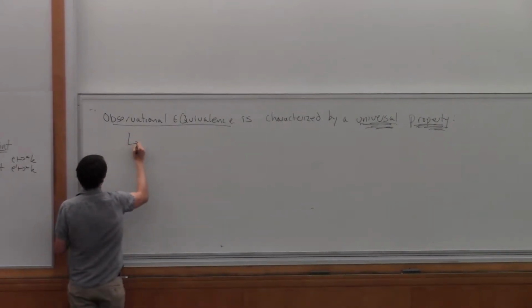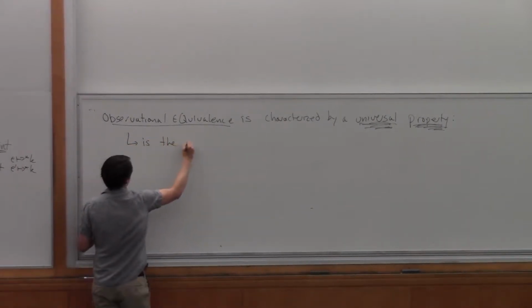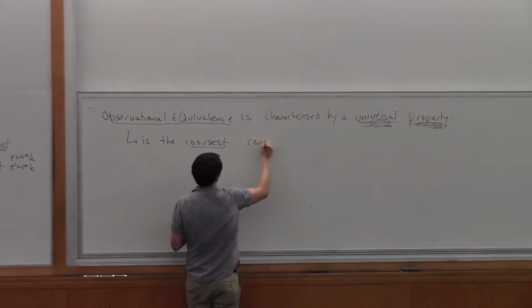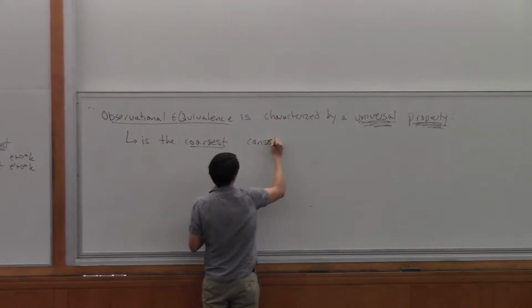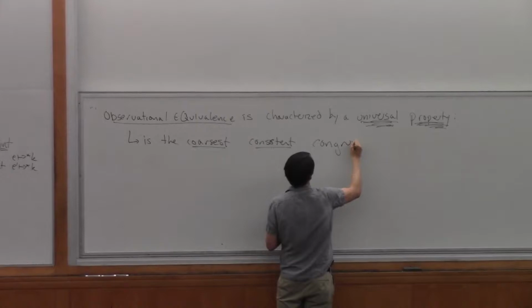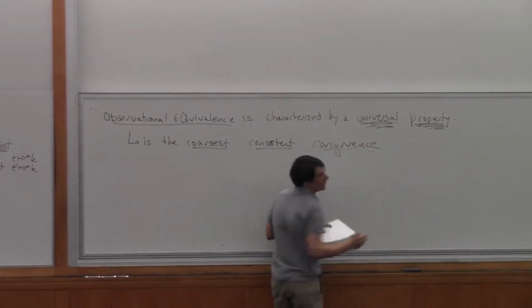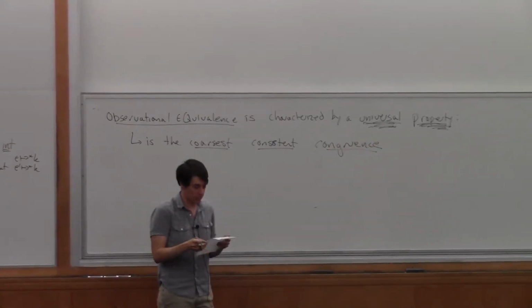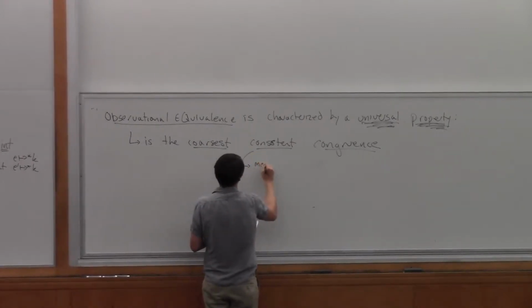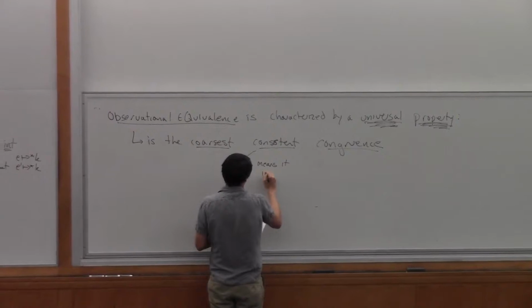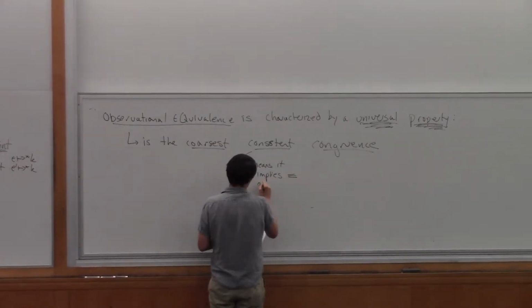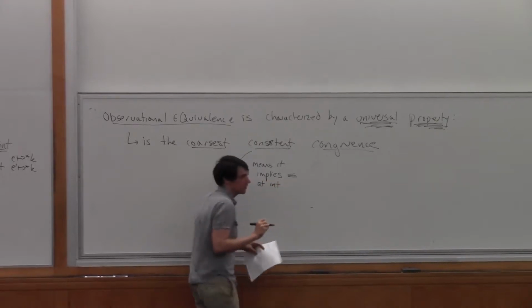observational equivalence is the coarsest consistent congruence. Okay, so what do these things mean? Consistent means it implies Kleene equivalence at int.